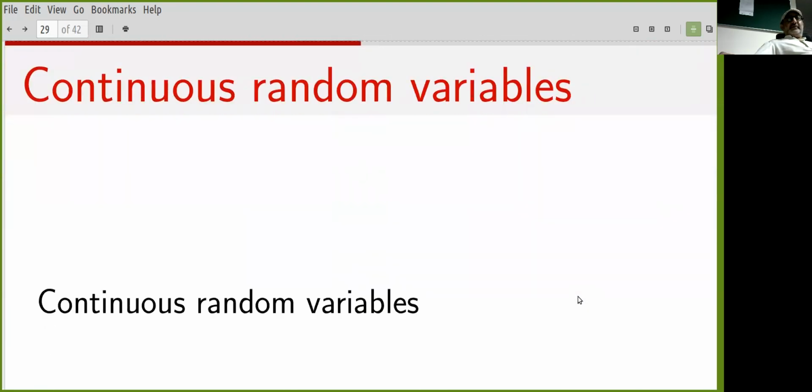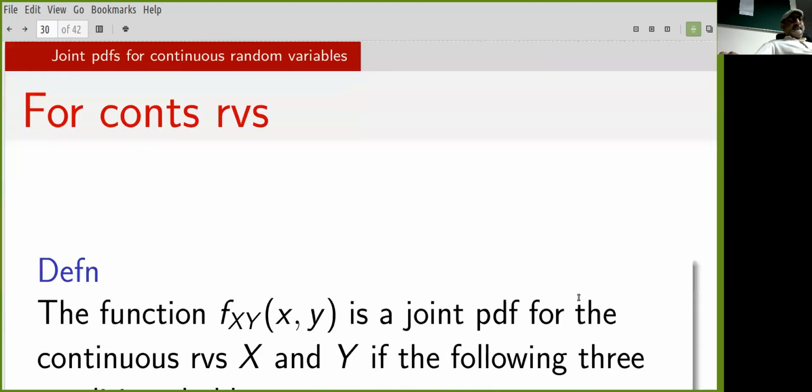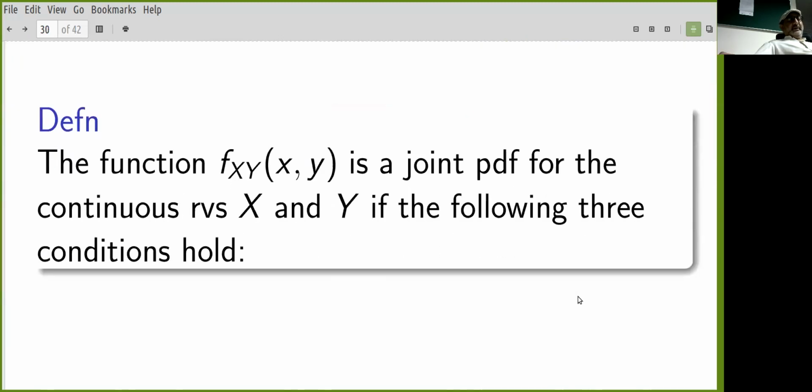And these were for a joint PMF for 2 discrete random variables. Okay, what if you had 2 continuous random variables? Then you would have a joint PDF, probability distribution function. And so the function f sub xy of x, y is a joint PDF for the random variables x and y.